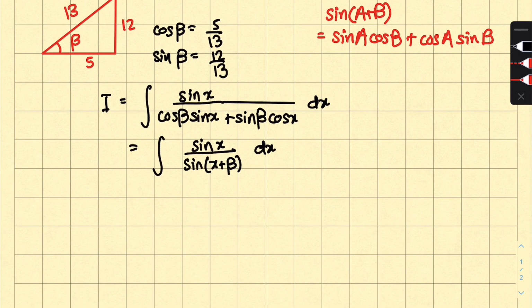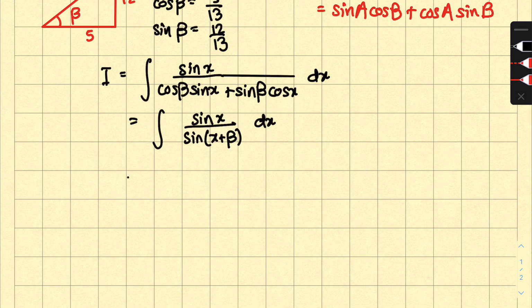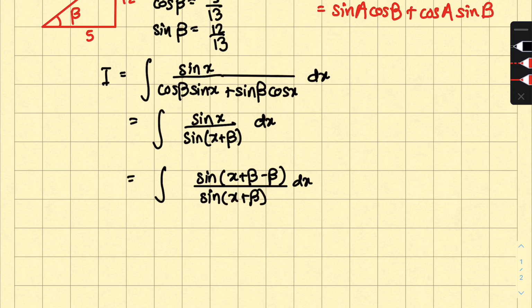Now you might see the idea of using these trigonometric ratios. How's that going to help us? Well, now here's a really clever trick. So x can be written as x plus beta minus beta. That's basically adding 0. And again, what's the purpose of that?